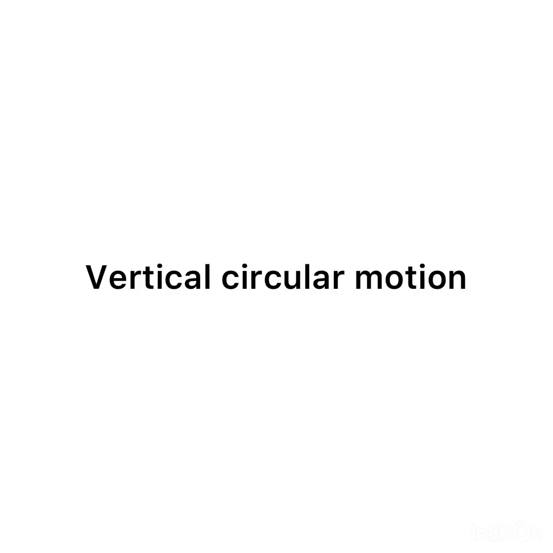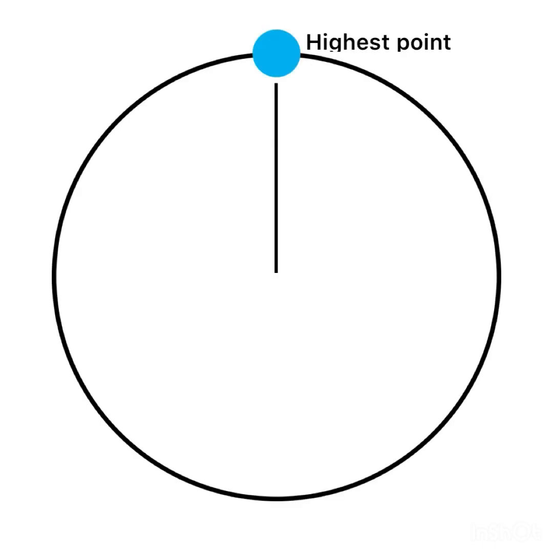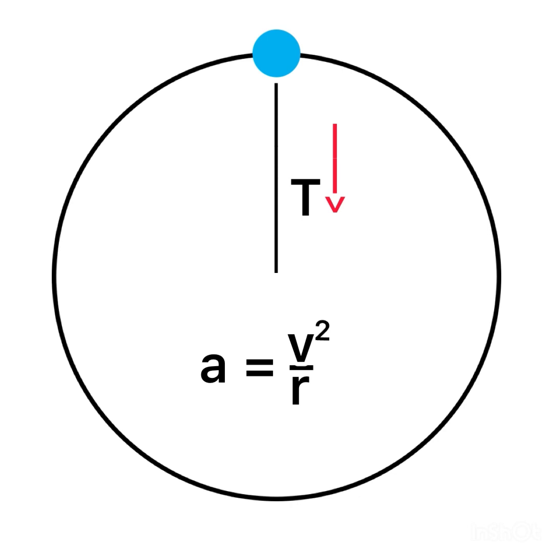What we did earlier was the horizontal circular motion. Now we will discuss the vertical circular motion. So imagine spinning a yo-yo around at its highest point. This is where we want to solve for the tension of the string. We learned earlier that the centripetal acceleration is equal to velocity squared over radius. The weight of the yo-yo is mass times gravity, which always points downward.